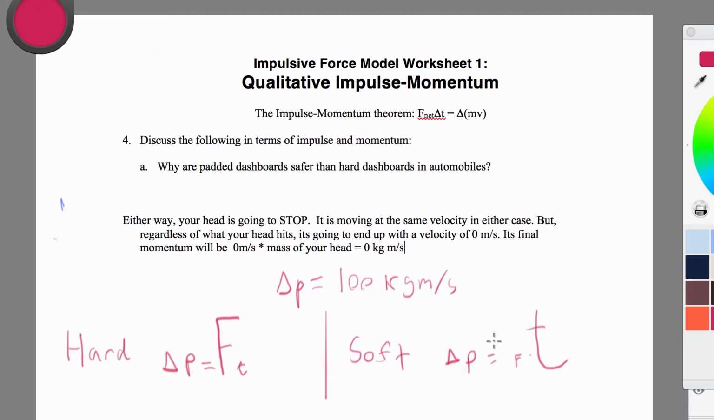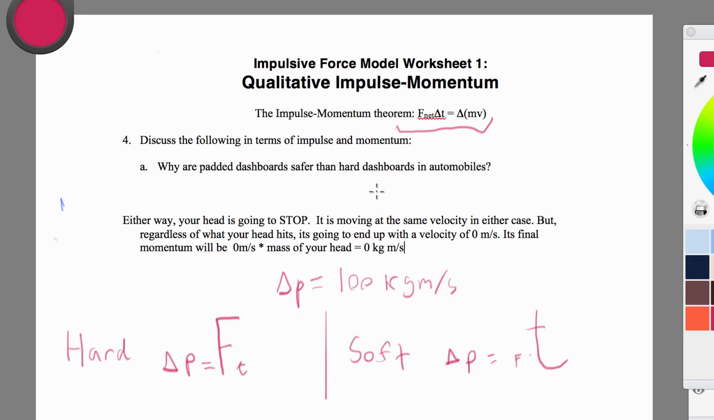Now which would you rather experience, a small force or a big force? This is going to hurt a lot because it happens quickly. This is not going to hurt a lot, and this all comes again from the impulse momentum theorem. If the change in momentum is the same for 2 collisions, but the time is different, then the force is going to be different.